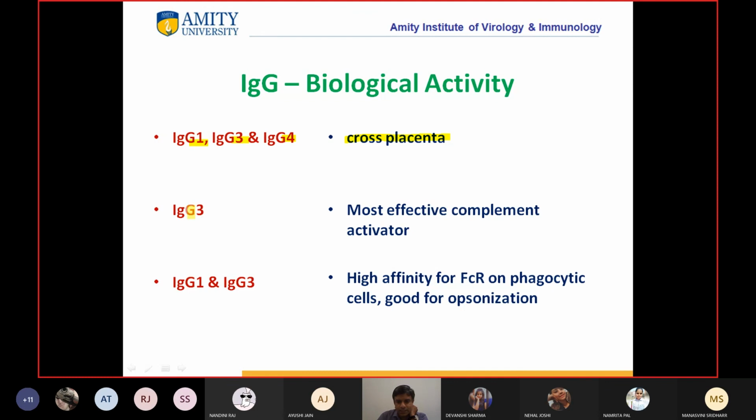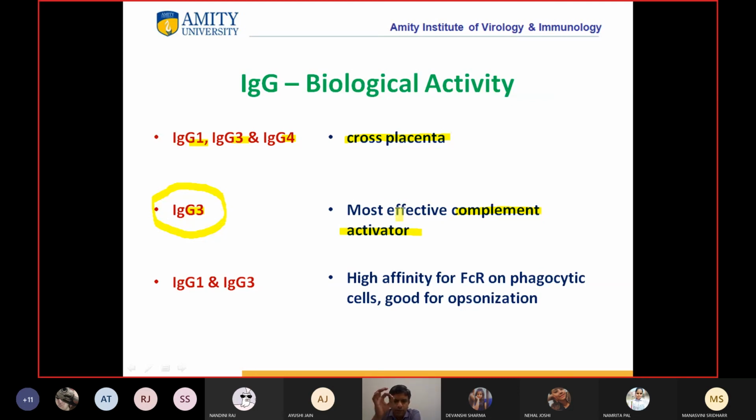Then you have IgG3, the most effective complement activator. Once we finish with antibodies, we will start with the complement system. There are different pathways in the complement system, and they lead to killing of the pathogen. So IgG3 plays a very important role. There are two antibodies, mainly IgM and IgG3, which lead to activation of the complement system.